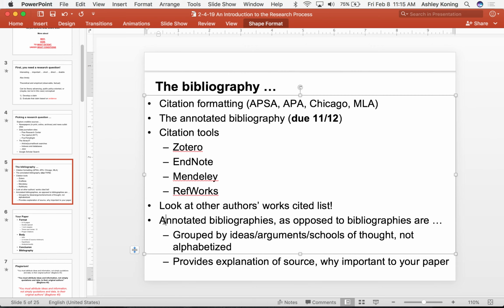When we go into annotated bibliographies, which you'll have due halfway through the semester, those annotated bibliographies, which Baglioni describes, are simply bibliographies that have not only the citations, but a little explanation about each of the citations right after them and why they're important to your paper.